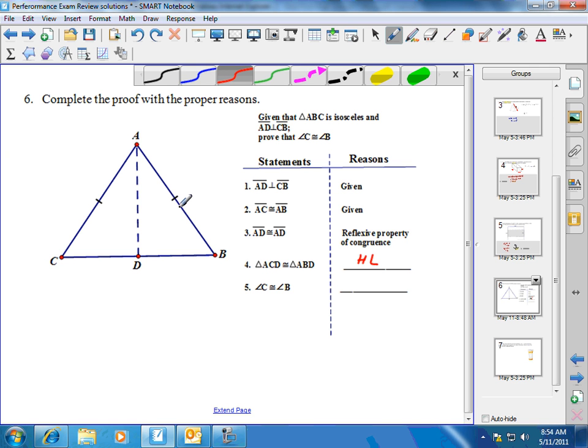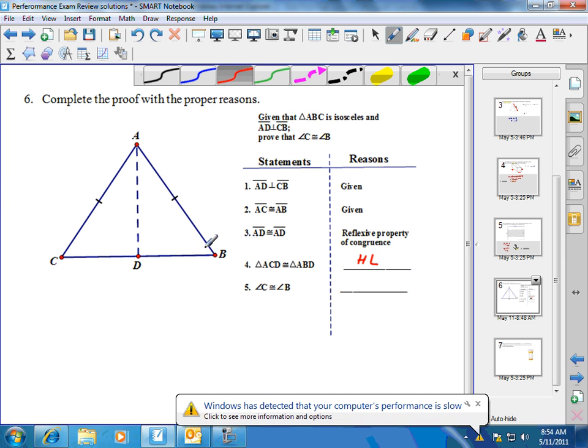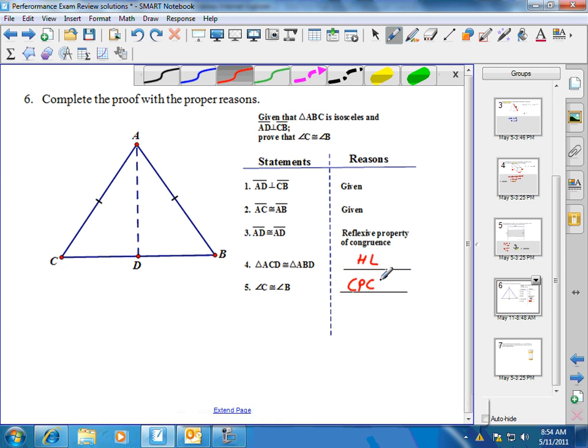congruent. So now we can say, since the triangles are congruent, that the corresponding angles, angle C and angle B, correspond with each other, and are also congruent. We call that CPCTC, corresponding parts of congruent triangles are congruent. And that completes the proof for number 6.